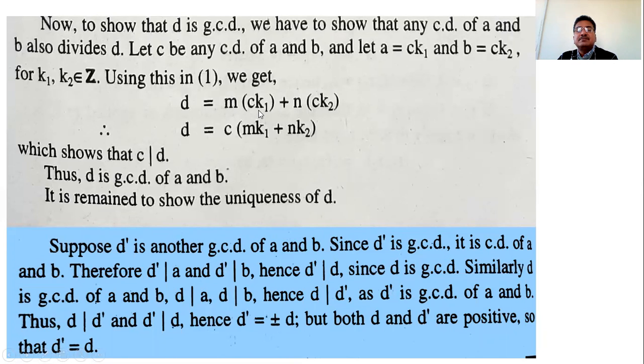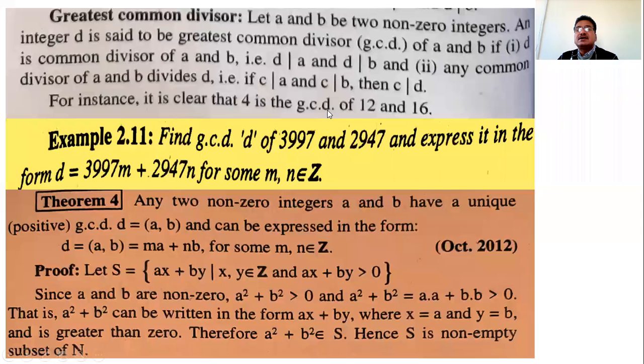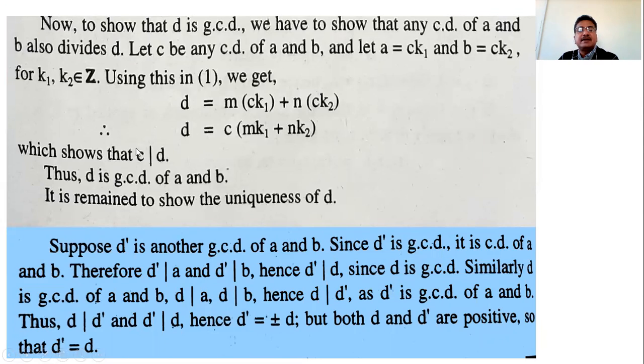What do we have? D is equal to MCK1 plus NCK2. Take C as common. Then we have C times (MK1 plus NK2). And this MK1 plus NK2 is an integer, because M, N, K1, K2 are all integers, and multiplication and addition of integers is an integer. Therefore D is expressed in the form C times some integer, and this implies C divides D. Therefore this condition is satisfied: if C divides A and C divides B, then C divides D. We have C divides D, meaning D is greatest among all common divisors.